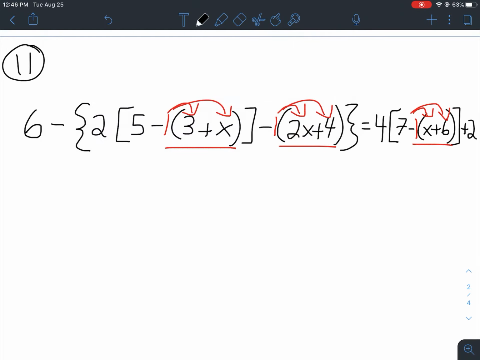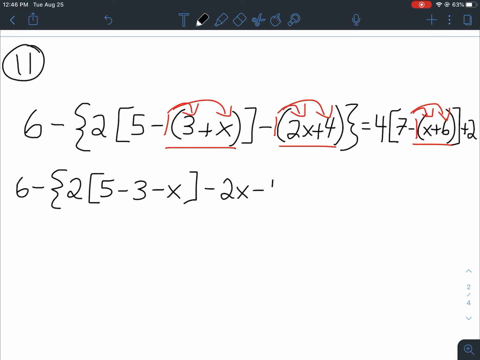So if I rewrite the problem here, I have 6 minus, and I have my braces there or set brackets. And I keep my 2, keep my bracket, keep my 5. Now I distribute. -1 times 3 is -3. -1 times x is -x. Notice now the parentheses are gone. And now to get rid of the next parentheses, I do -1 times 2x, which is -2x. -1 times 4 is -4. And I keep my squiggly brackets there.